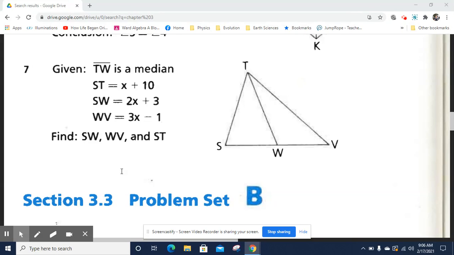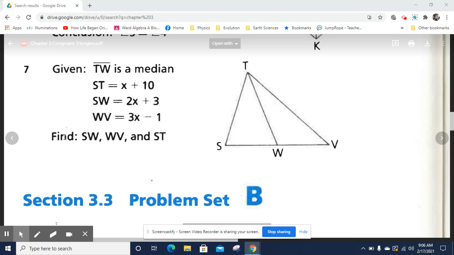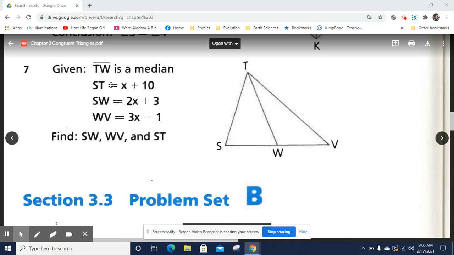I'm going to talk about number 7 from chapter 3, section 3 on proofs beyond CPCTC, proofs beyond corresponding parts of congruent triangles are congruent. And here we go. Number 7 is what I'm going to talk about because folks have expressed some confusion on it. So we have been given some information.